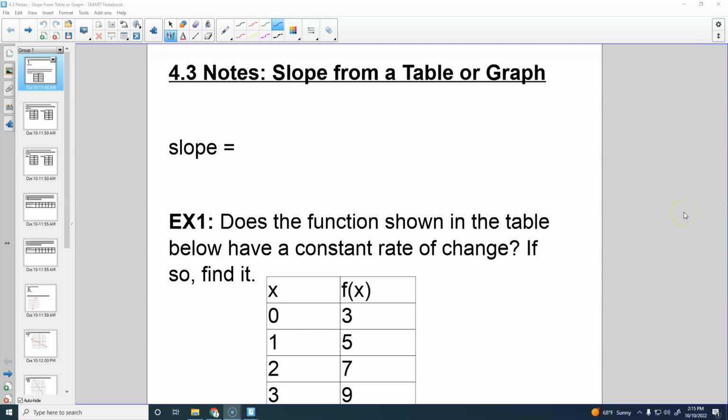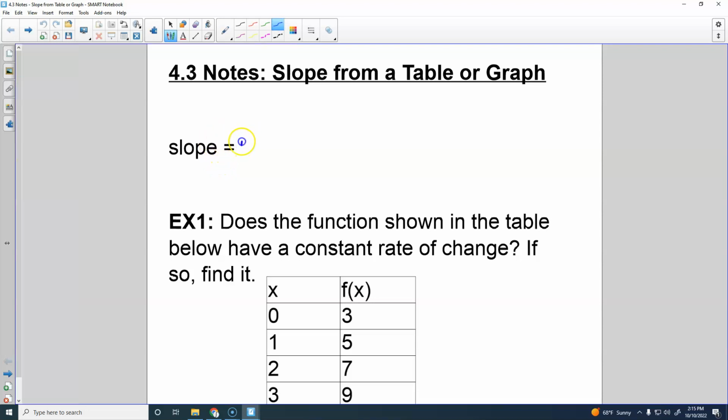So we are going to be talking today about finding the slope of a function from the table and from the graph. Okay, so we're going to start with tables here. And slope, another phrase that you will see used for slope pretty often is rate of change.